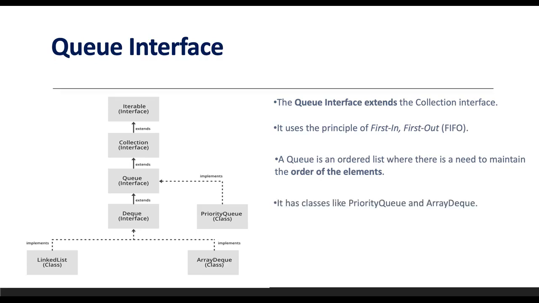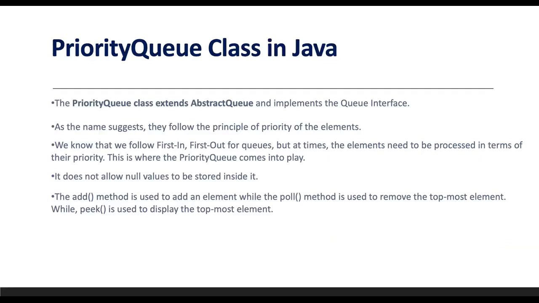The next important point is that it has classes like PriorityQueue and ArrayDeque, but the most famous implementation is the priority queue. So in today's video we are going to discuss the priority queue class only. Let's see some of the important points that we have to know about the priority queue class.